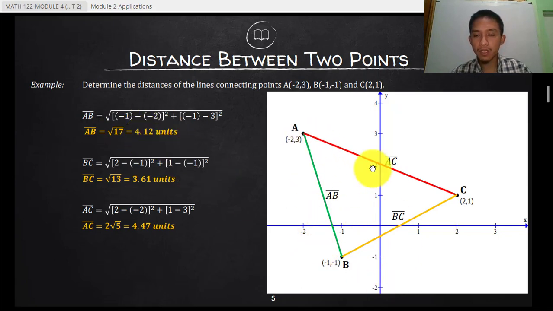Actually, you can verify that one if you draw this one in a scaled manner. You can actually verify that one using a ruler if you are using a ruler to plot your coordinates.